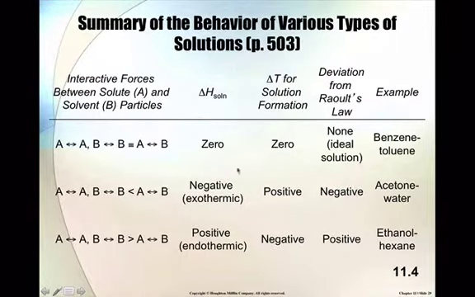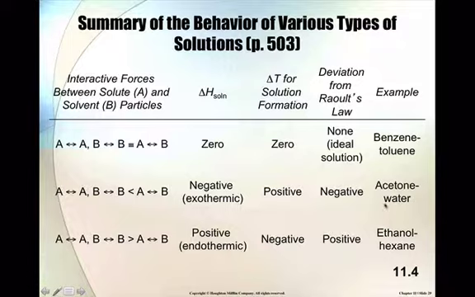And here's a summary of how you can predict what will be formed in terms of the deviation from Raoult's law. You can look at the interaction between these particles and you can read it, and here's examples of what would happen here. So your ideal is benzene and toluene. They're both nonpolar, they both look alike, they have similar molar masses. So they're going to be an ideal solution. They're not going to be overly attracted to each other.